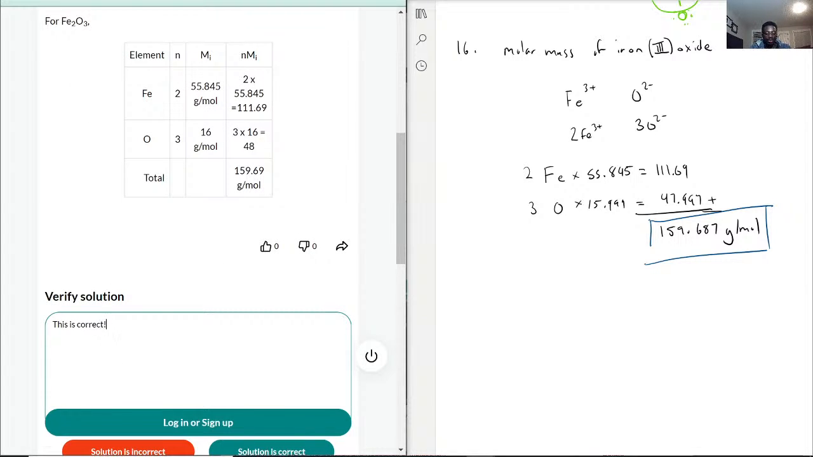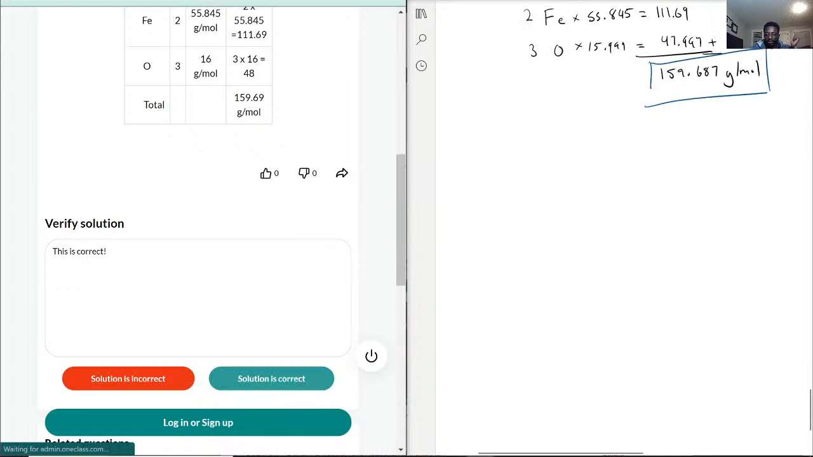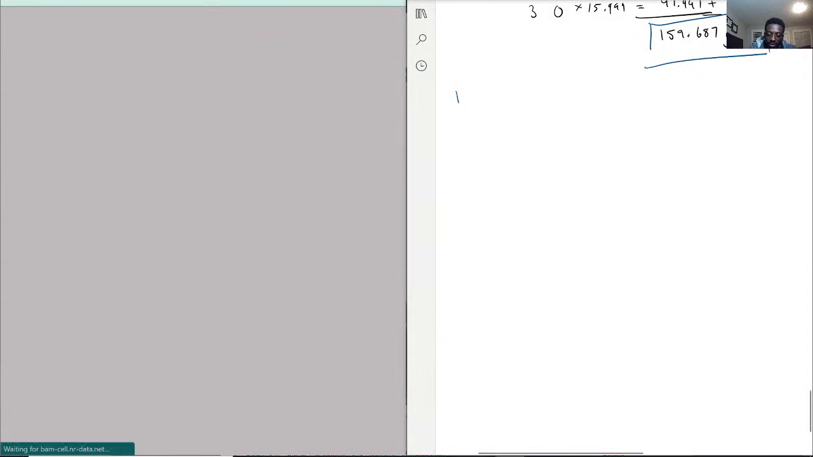And as they're actually doing there, for all these questions we've had, it's very important to always put down your units, and it is grams per mole. So let's move on to question 17 here.